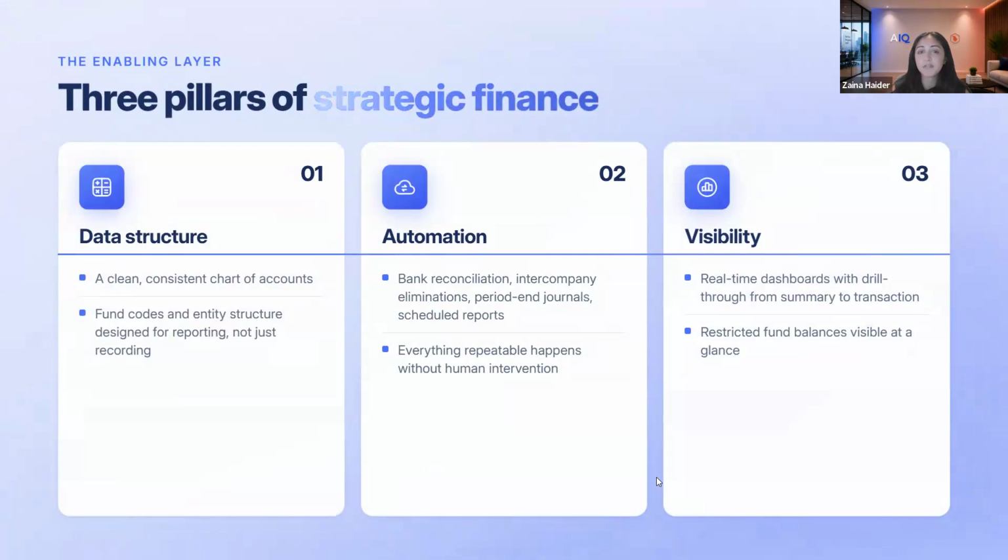So, what actually enables a finance team to operate at a strategic level? In our experience, it does come down to three things, and they have to be in this order. Data structure should always come first, because if your chart of accounts wasn't built with reporting in mind, or if your fund codes or project codes are inconsistent and don't grow with the charity, or your entity structure was set up years ago and never really revisited, you can automate all you want, but you're just producing wrong answers faster. So the foundation really does matter before you start the journey.